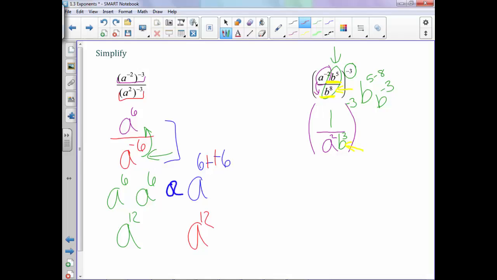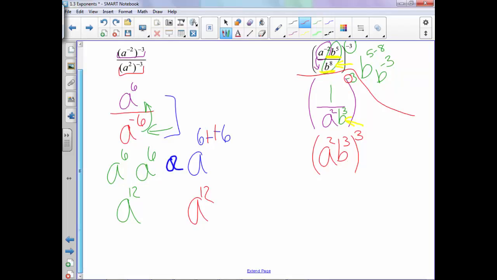Now, I'm going to just separate this so it's not confusing. Let's take care of this negative. And remember, a negative flips your fraction. So we'll have a squared b cubed in our numerator over 1, which doesn't do anything, now to the positive 3 because we took care of that negative. And now this is like ones we've done before. You've got exponents being raised to an exponent, so we multiply. So a to the 6th, b to the 9th.